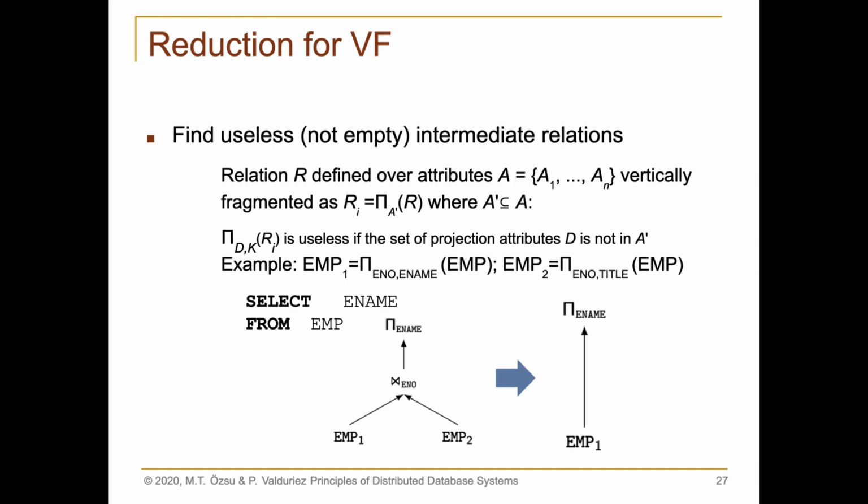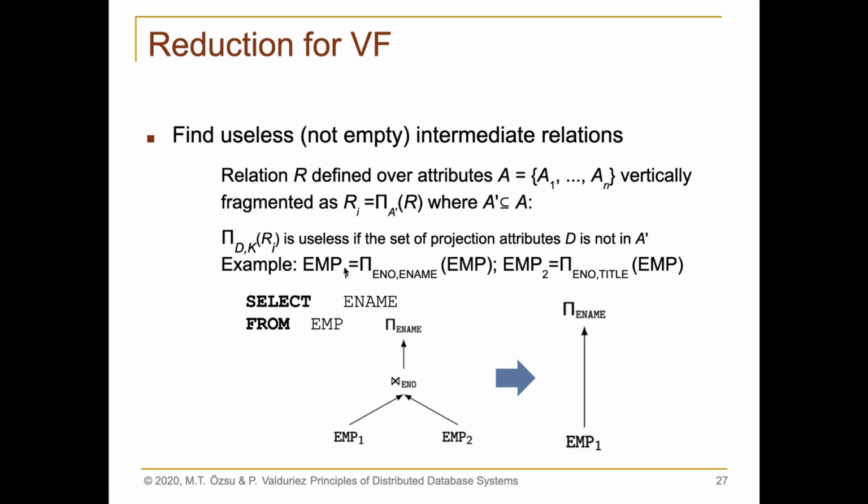That means if the set of projection attributes are not part of the set of projection attributes used in producing the original subrelation Ri, then we conclude that the new projection is not going to give us any fragment or any vertical fragment. So for that purpose, it will be eliminated from the set of queries.